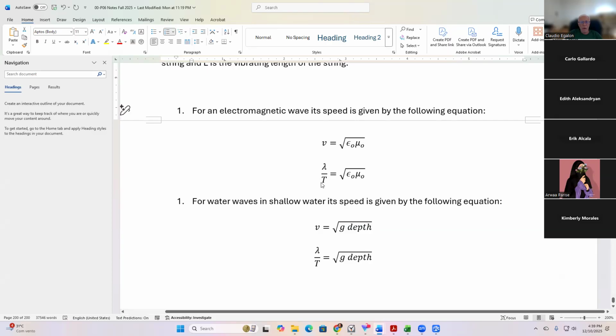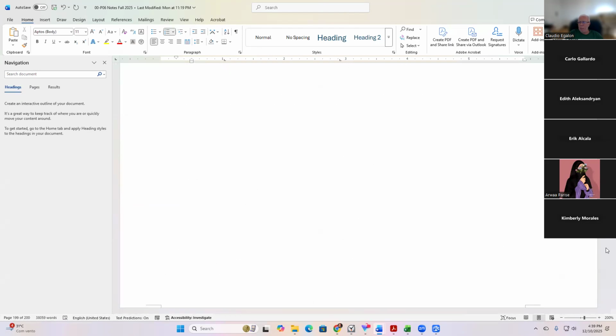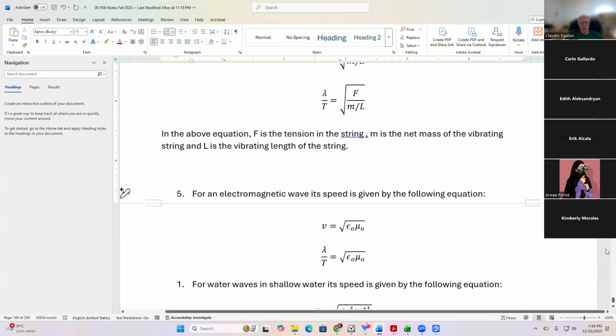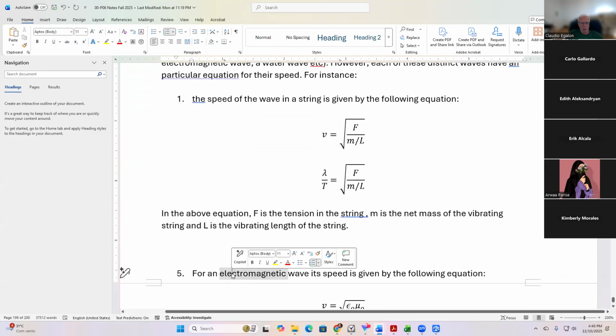Did you get the idea? Okay, so there is the generic equation for the speed, and then there is the particular speed equation for the speed in terms of other parameters.